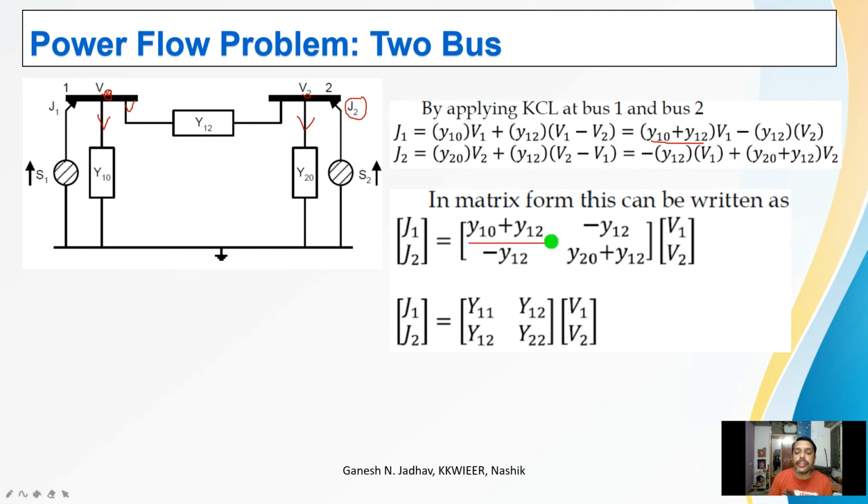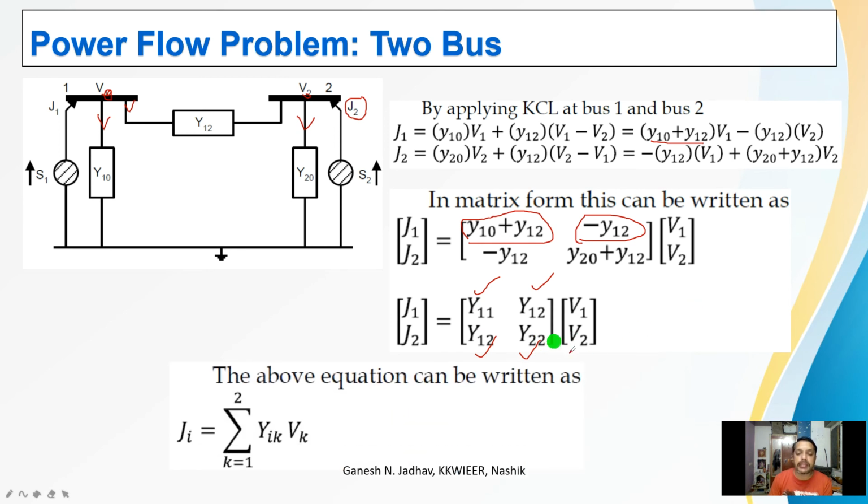I will call this term the self admittance, that is Y11. I will call this term the transfer admittance, that is Y12. Again, this is the transfer admittance, and this is the self admittance of bus number 2. I hope you know this. We have already studied it in the Y bus matrix. So in general, I can write this equation in mathematical form.